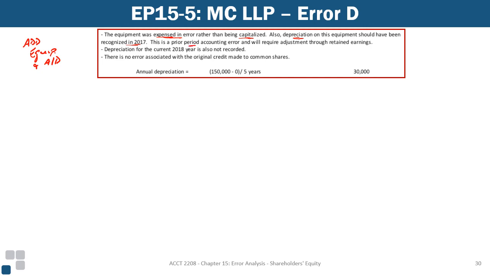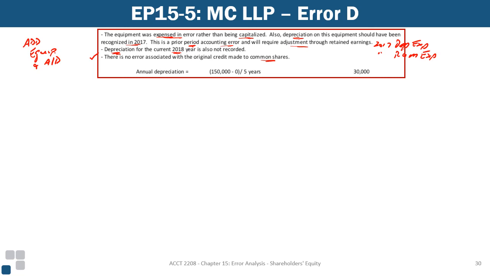So there is a prior period accounting error that will be required to be adjusted through the retained earnings, and that's basically the 2017 depreciation expense and the 2017 repair and maintenance expense, right? That shouldn't have happened. It needs to be reversed. In addition, because the books are still open, there's current year depreciation that needs to be recorded, right? And because the original transaction was in exchange for common shares, there actually is no error associated with that.